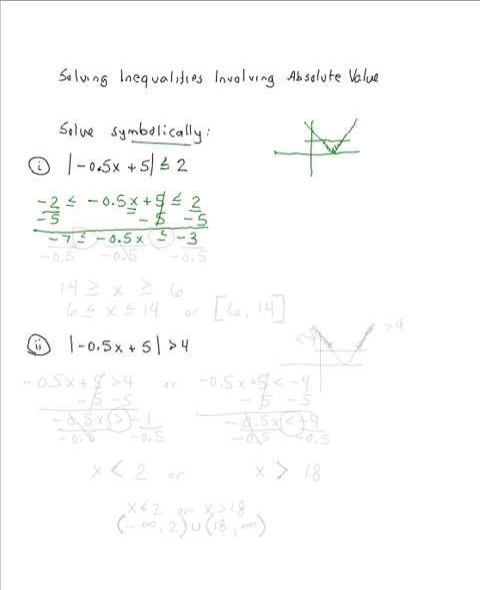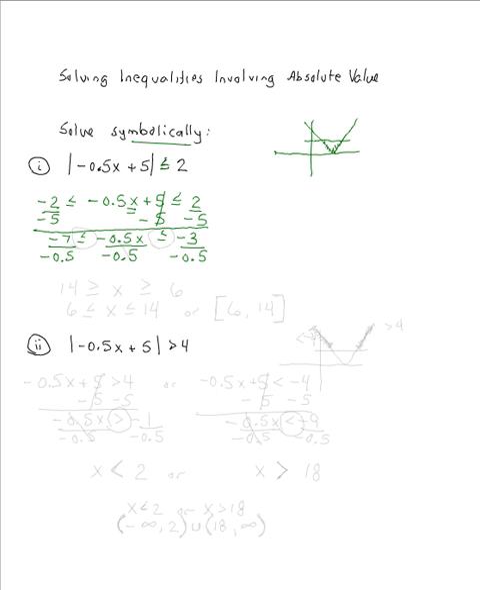Again, action is on the variable x. It's being multiplied by negative 0.5. So I will divide by that negative 0.5. But not just the middle, all three portions of our inequality. What happens when we divide by negative numbers? Signs change. That's a fact of life.